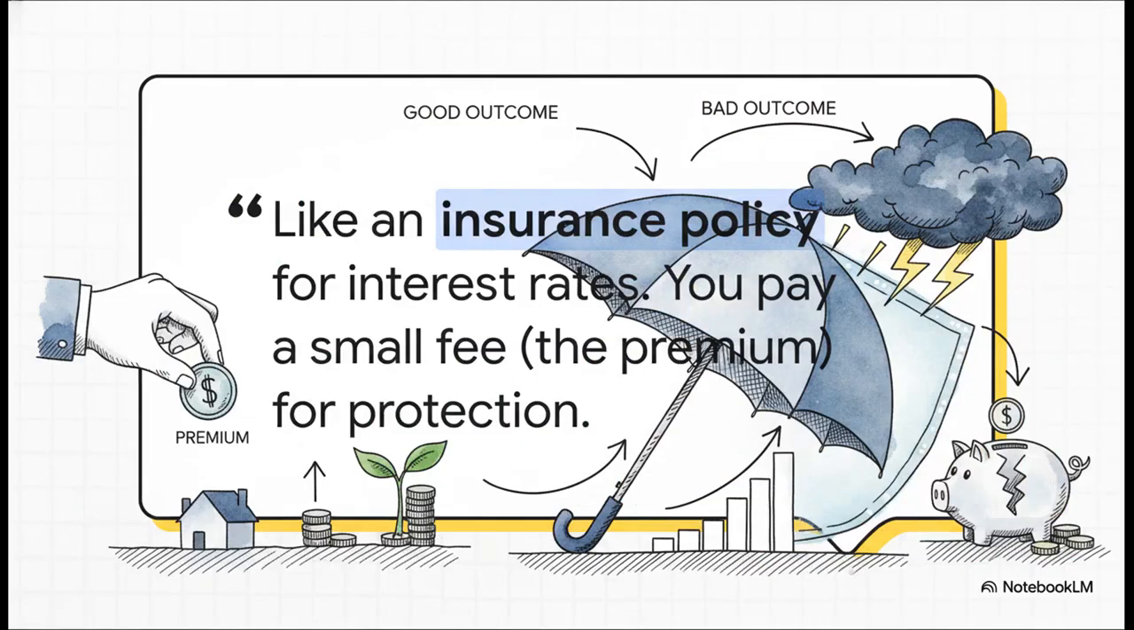Here's probably the best way to think about it. An option is basically an insurance policy for your money. You pay a little fee up front, that's called the premium, for protection against something bad happening. If things turn out great, hey, all you lost was that small premium. But if things go south, your insurance is there to save you.